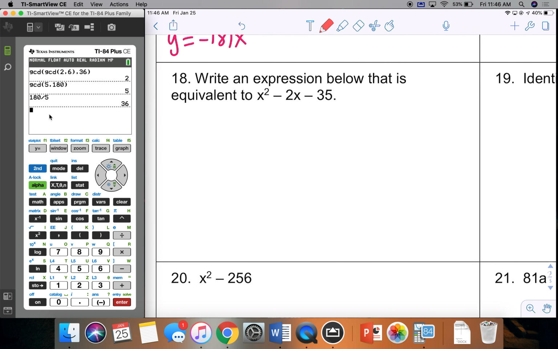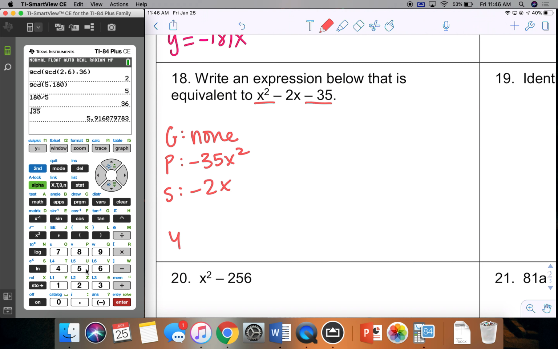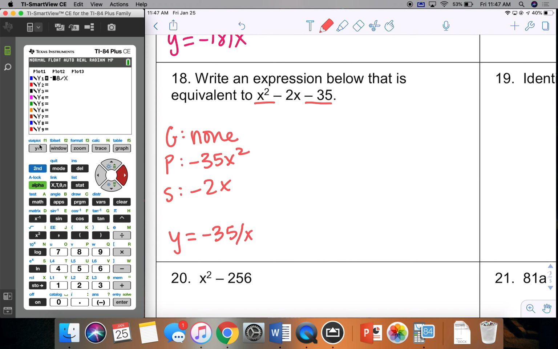Problem 18, I have three terms, so it's not a difference of squares. If I try to take the square root of 35, it doesn't work, so I need to use my GPS. There is no GCF in this one because we have the plain x squared term. My product is first times last. My sum is in the center, so I will put the product divided by x into my calculator. So negative 35 divided by x.